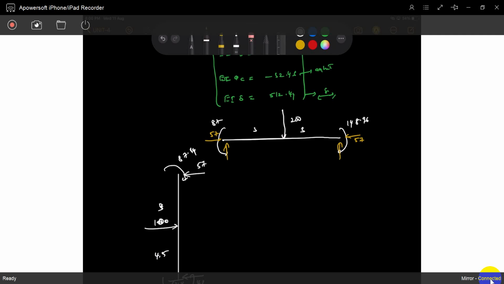So take it, just write down. This maybe I call it RC. RC multiplied by the distance of 6, minus 148.96, and also minus 200 into 3, plus 87 is equal to 0. What is the RC value? The RC is 110.3. Then what is RB? RB is 89.7.